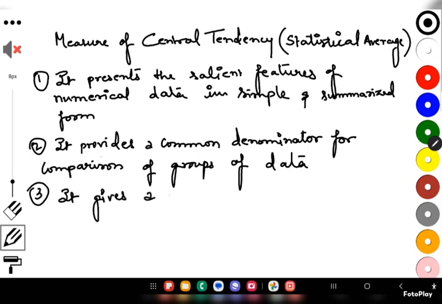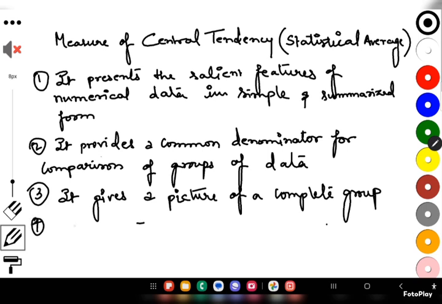about. Then an average provides a common denominator which helps to compare the group of data. So it provides the common basis through which you can compare the entire group of data and can know the salient features of it. Then the third function is that it gives you a complete picture of that entire group by giving these bases of the entire data.